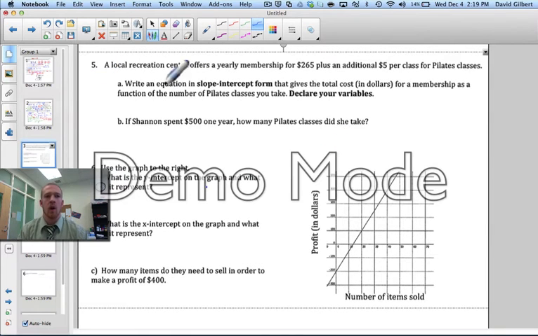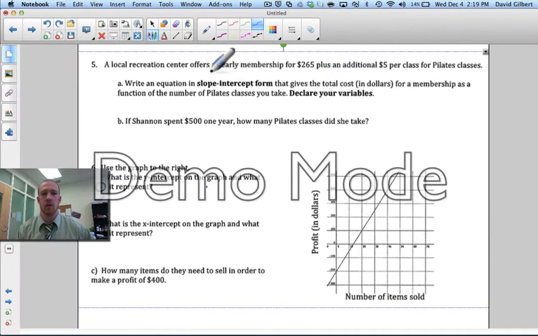The local recreation center offers a yearly membership at $265, plus $5 per class for Pilates. Write it in slope-intercept form. Well, this is your starting amount, that's your yearly cost. The thing that's changing is how many classes you take, and that "per" is a good indicator that that's going to be your slope. So write the slope-intercept form that gives a total cost for a membership for a year.